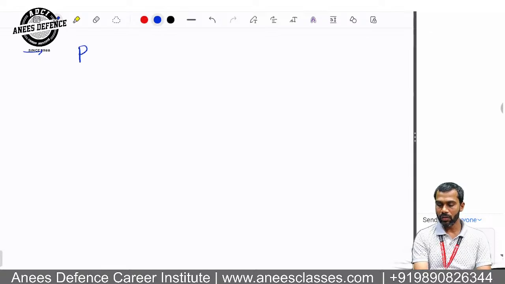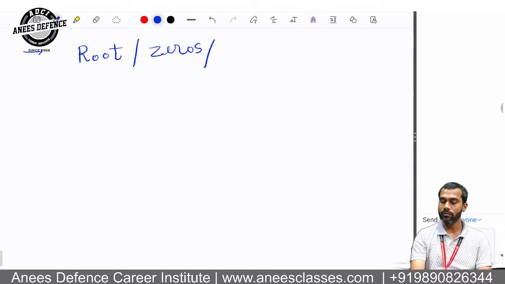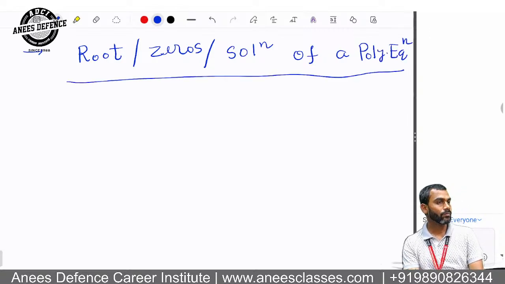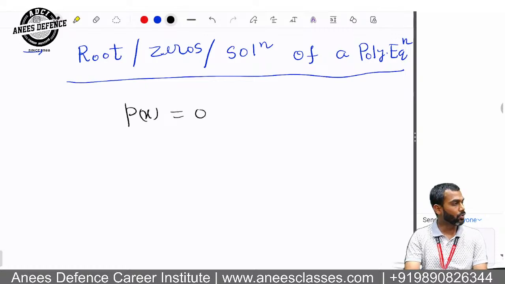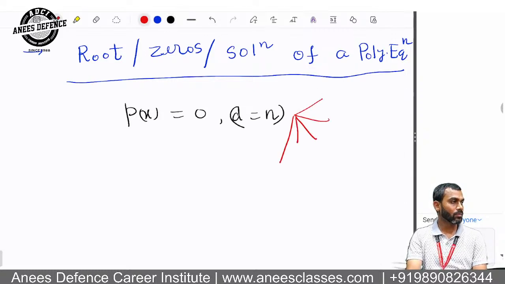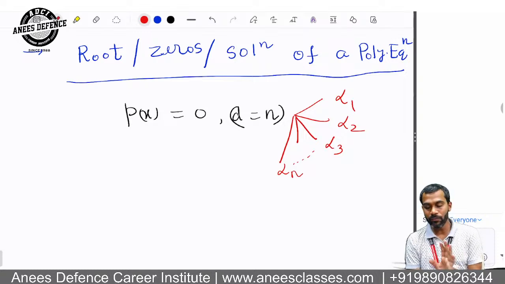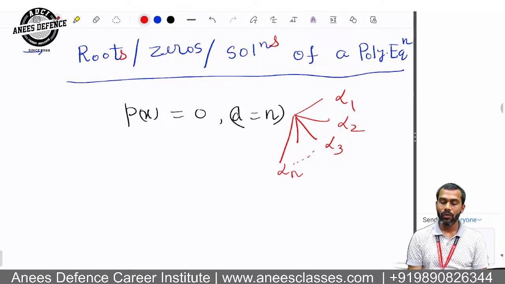just tell me what is root or zeros or solution of a polynomial equation. Yes, anyone? Equation. Yes. Suppose we have P of x is equal to 0 and its degree is, let's say, n. So we will be having n such numbers which will satisfy this particular equation. Suppose alpha 1, alpha 2, alpha 3, and so on, alpha n. This is for sure. If degree is n, you will have how many? N roots. Yes or no? You will have n roots or n solutions.